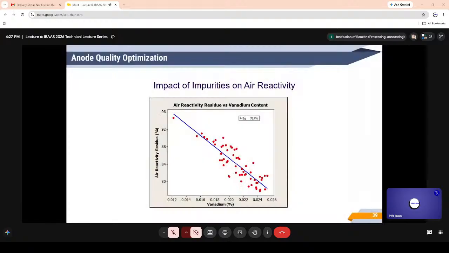Air reactivity residue decreases with increasing vanadium content in anodes. The cokes from sour crudes have high vanadium content. Blending of cokes from sweet and sour crudes helps to bring down the vanadium content of anodes.